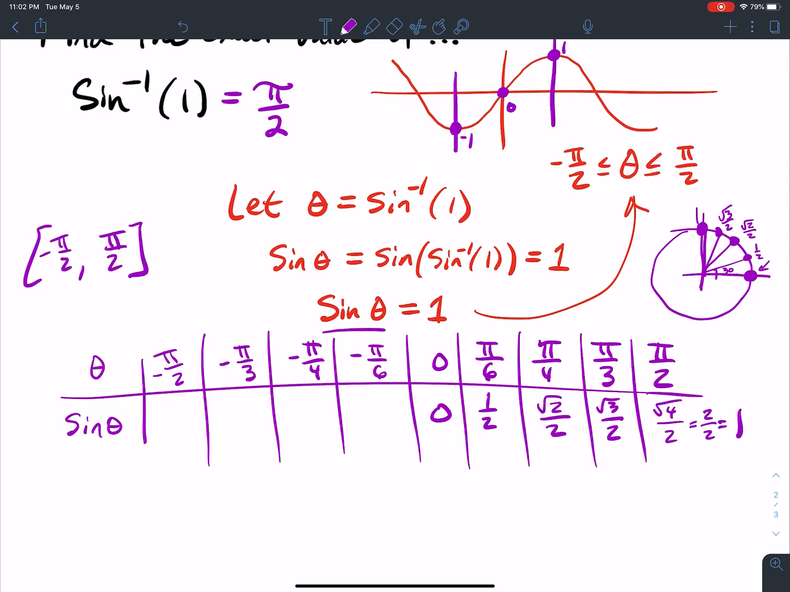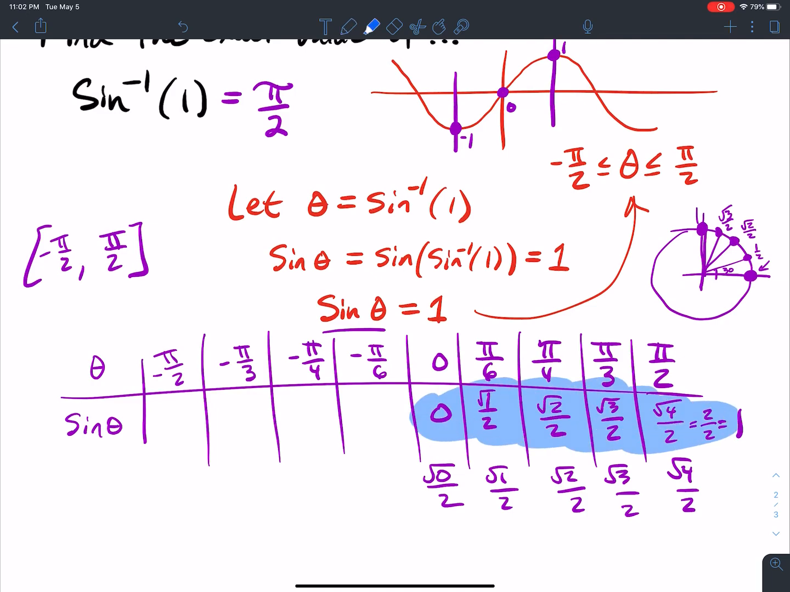You see how it starts out like square root 0, square root 1, square root 2, square root 3, square root 4. Do you remember this trick from a while back? And you divide everything by 2 here, and then you simplify that out, and you'll get these values that you really want.